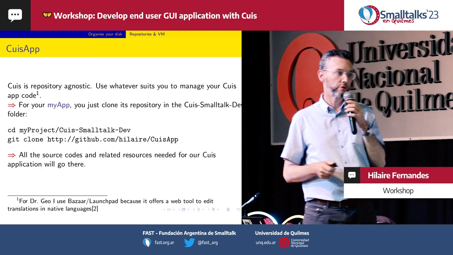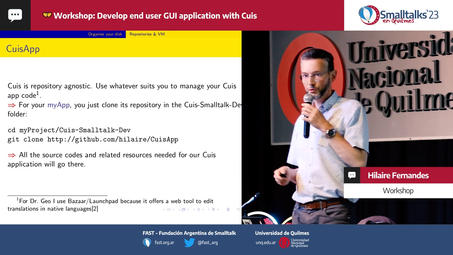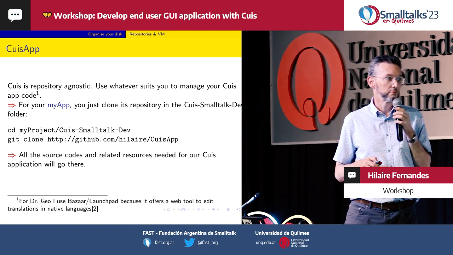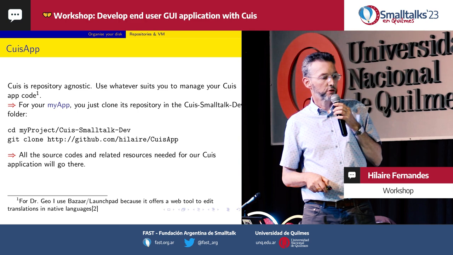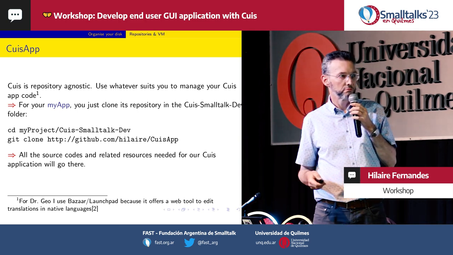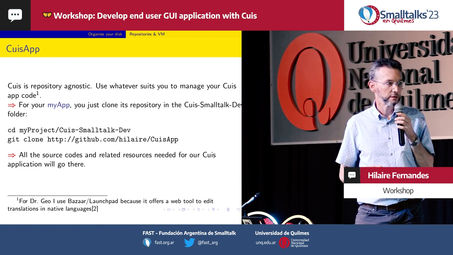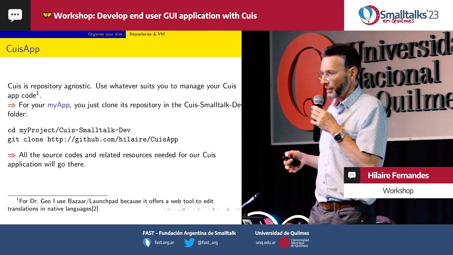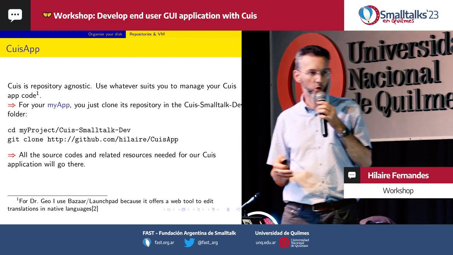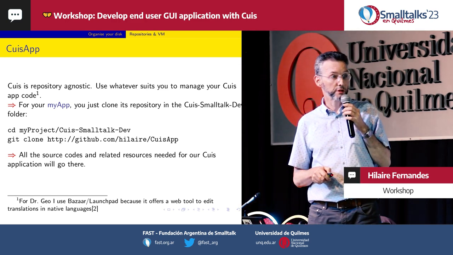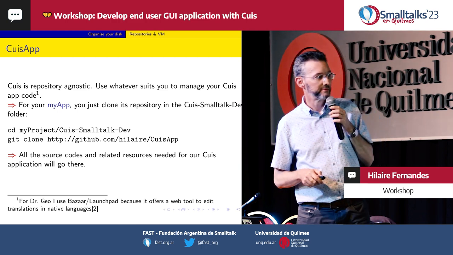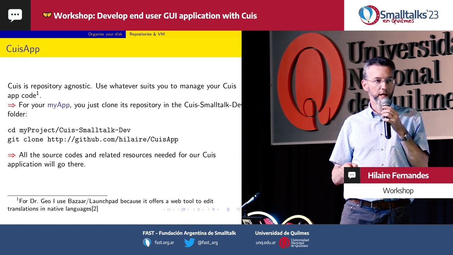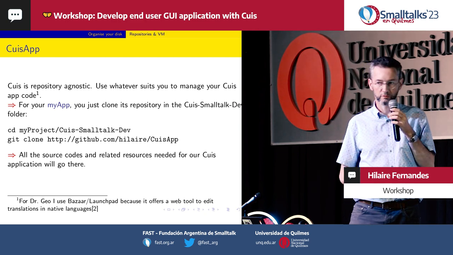Okay, next, for the application we want to develop, we have to pick a repository. Cuis is agnostic. For example, for Dr. Geo, I use another repository. Anyway, we clone the empty repository we have created for our project in the Cuis Smalltalk dev folder. Here, for example, we can just clone the existing repository of the Cuis app example for the workshop.